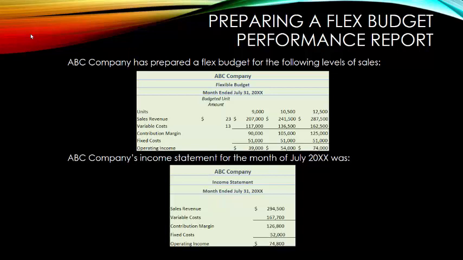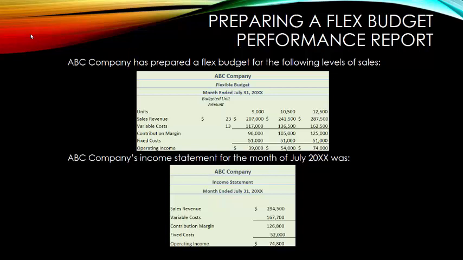Well, where do we get this information from? The amount that we budgeted for comes from our master budget, and probably before that master budget was even prepared, someone in the company prepared what is called a flexible budget, and it is your estimated operating income at different levels of production. So here ABC Company made a flex budget for what their operating income would be if they made 9,000, 10,500, and 12,500 units respectively.